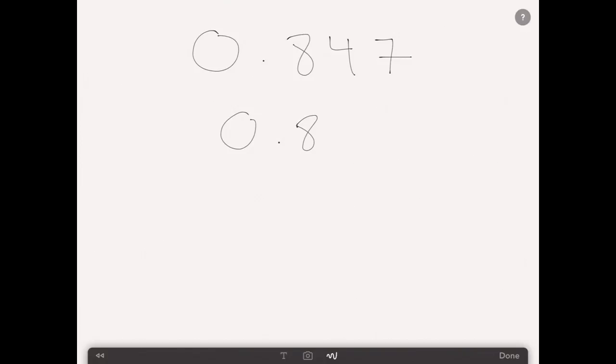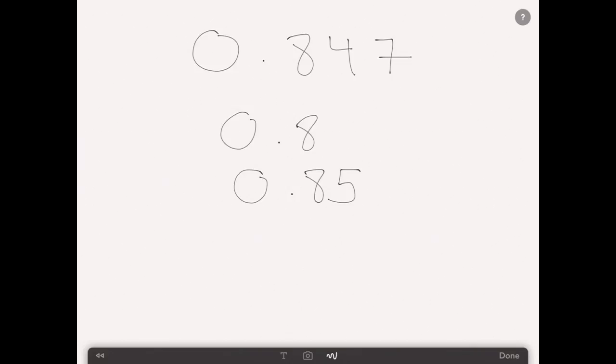Let's round to the nearest hundredth. Okay, the 4 is in the hundredth. I look over to the right. I see a 7. That is between 5 and 9, so I have to round up. The 4 doesn't stay the same. It turns into a 5, and then you just go ahead and write the rest of it there. So that's 85 hundredths.